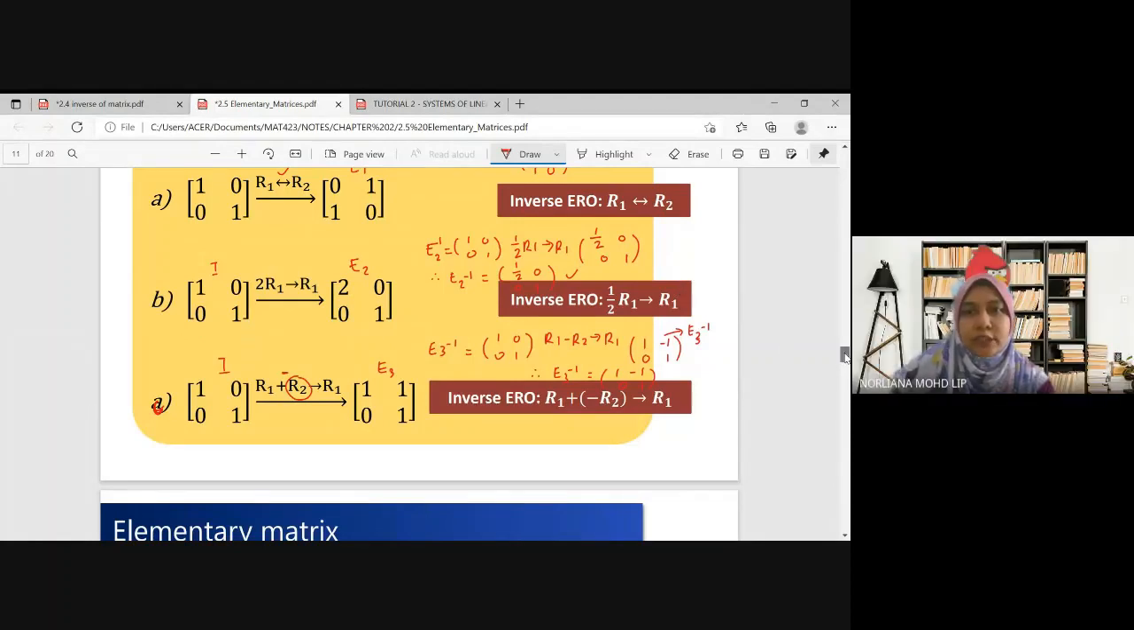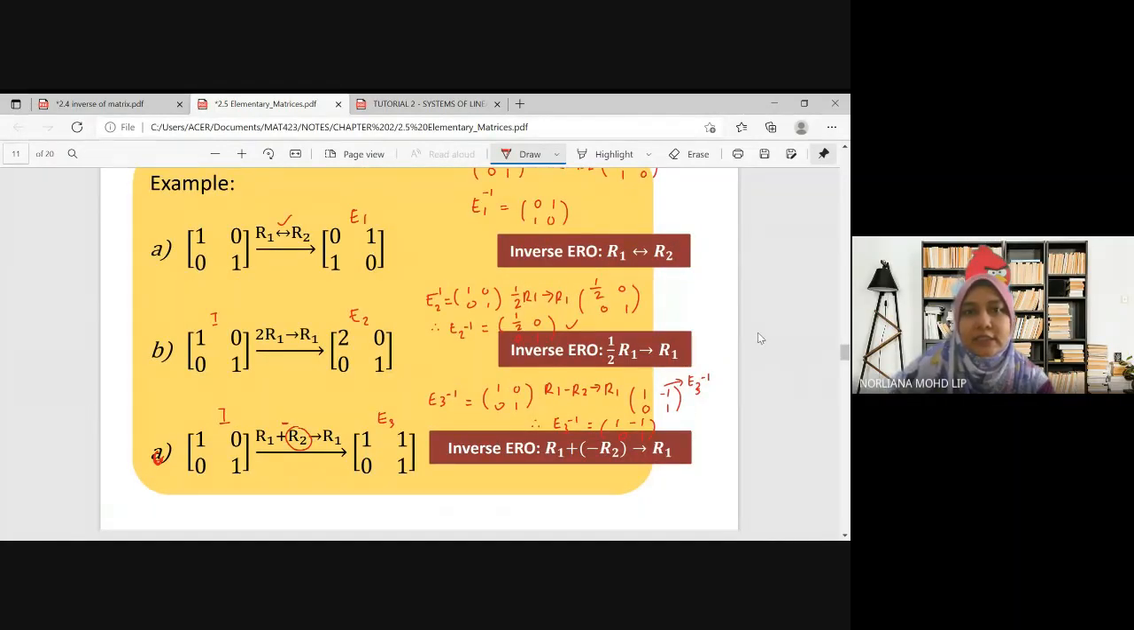Ni nak proofkan, nak cari. Tadi kan saya cakap nak cari inverse elementary matrix kan. Yang sebelah kiri ni elementary matrix. Yang sebelah kanan ni nak cari inverse of elementary matrix. Inverse of elementary matrix. Soalan dia apa tadi? Kenapa?